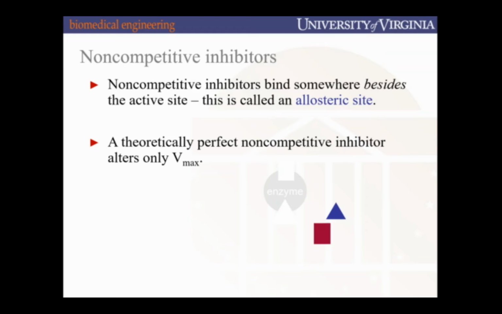Let's switch now to talk about non-competitive inhibitors. Instead of binding at the active site and competing with substrate, these bind somewhere else on the protein that's distant to the active site. This is called an allosteric site. Let's walk through how that works here.